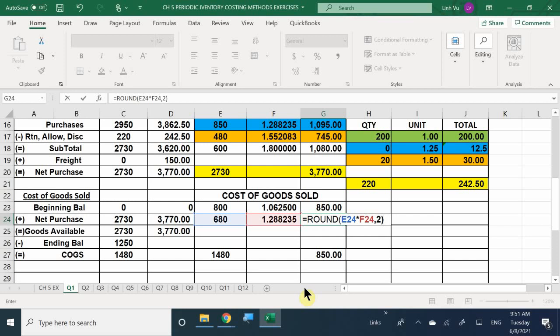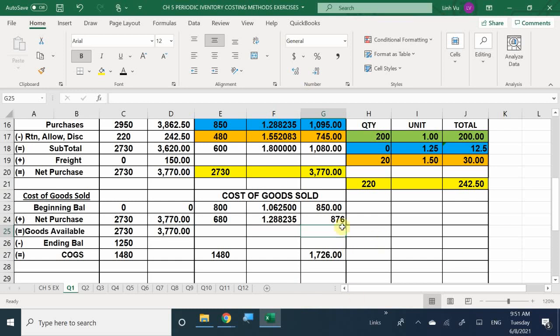So then, how much is it going to cost me to sell 680 items at $1.288235? E24, that's 680 times F24. Okay. So 680 times the 1.288235. Ooh, comes to something really crazy. What's that? 875.99. $875.99. What's the digit after that? Round up. Round up would be 876. Good.